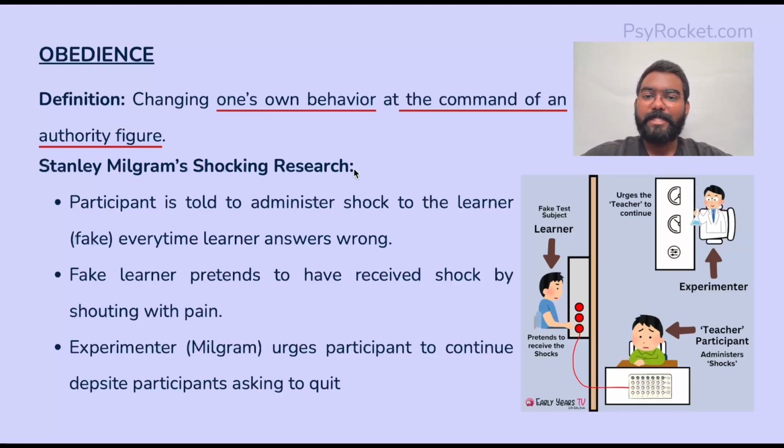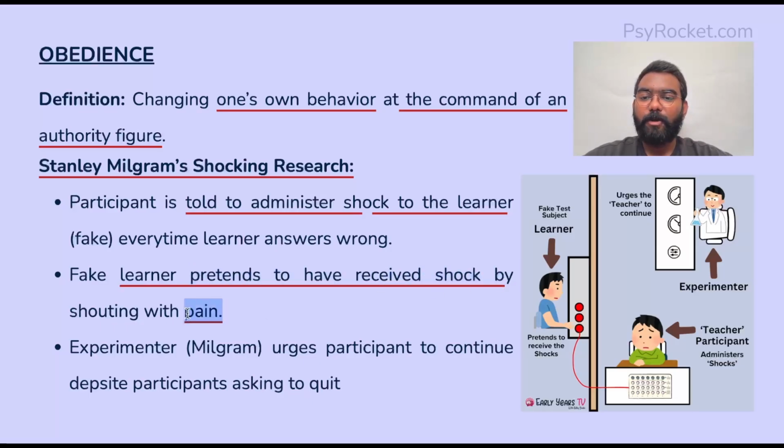There is a very famous study by Stanley Milgram, also called the Milgram shocking research, in which he recruited a participant who is told to administer shock to the learner. The learner is actually a fake test subject, okay? Because the learner knows what the research goal is about. And this learner pretends to have received shock by shouting with pain.